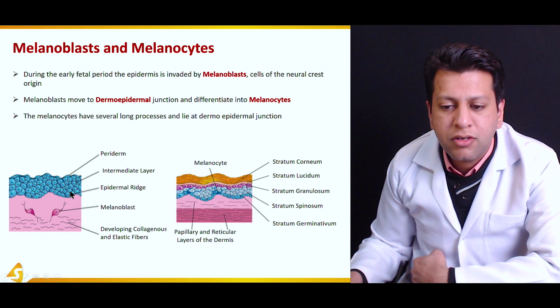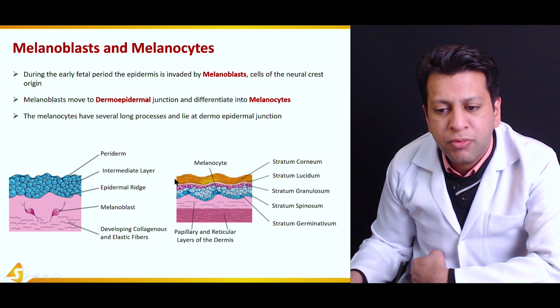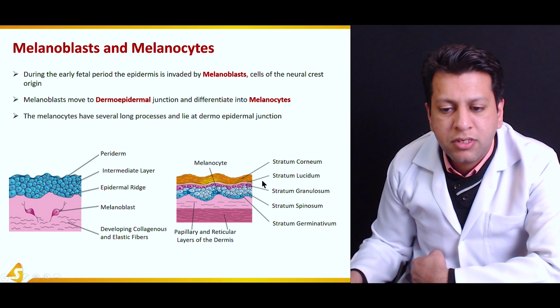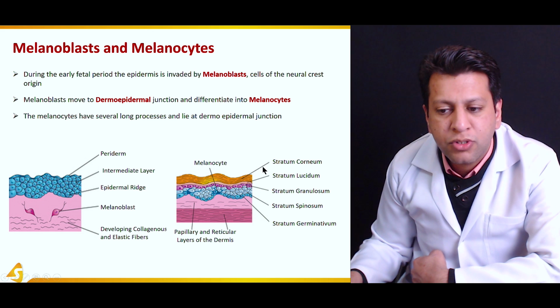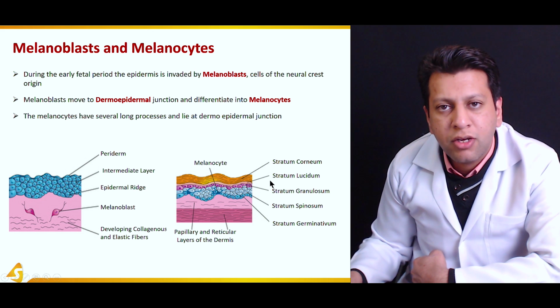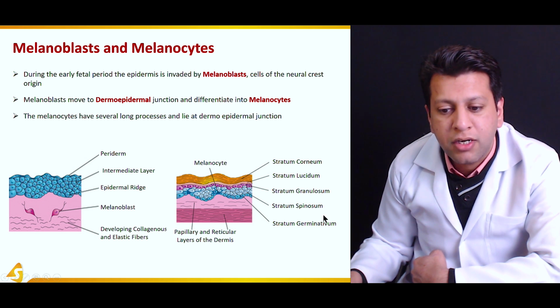Now this is almost at birth or near birth diagram, in which the epidermis is actually divided into 5 layers, which you can appreciate. The outermost is the stratum corneum, then you have stratum lucidum, then stratum granulosum, then stratum spinosum, and the last is stratum germinatum.